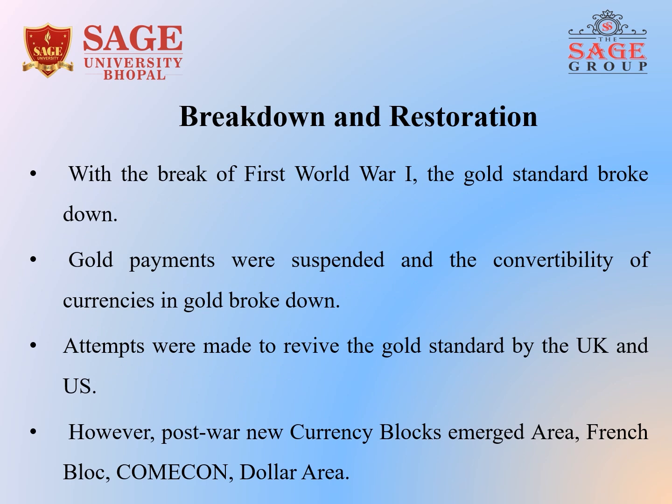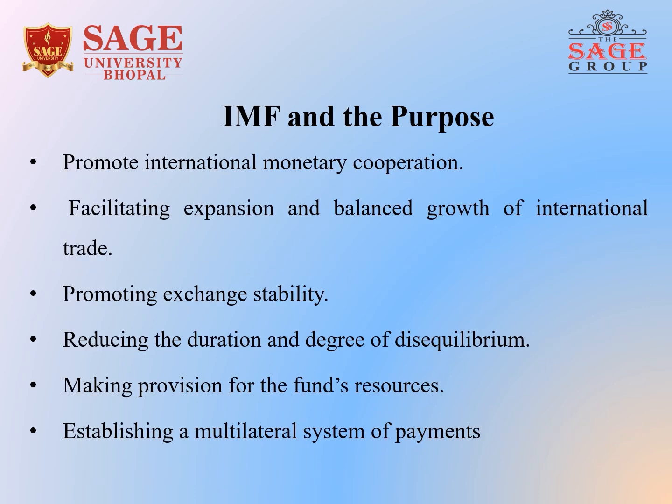There was a breakdown and the restoration of the system. With the outbreak of the First World War, the gold standard broke down. It was suspended and the currency convertibility with gold came to an end. There were various attempts made by the UK and the US to restore it.